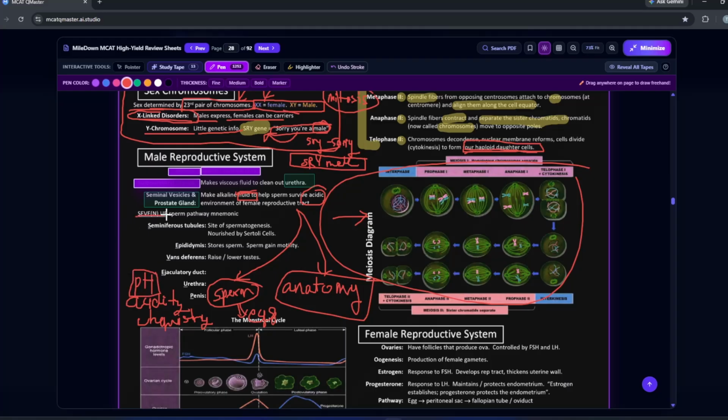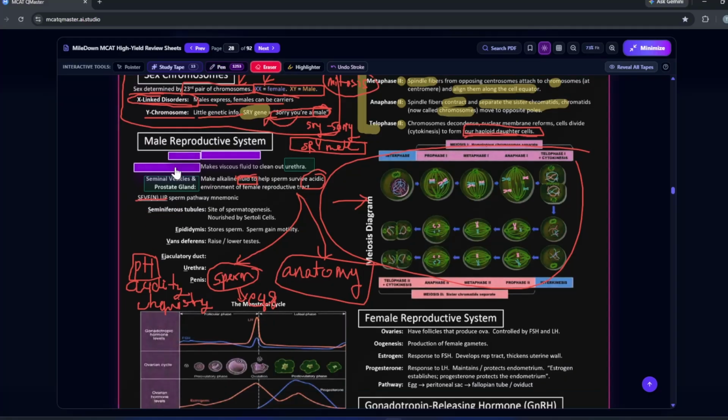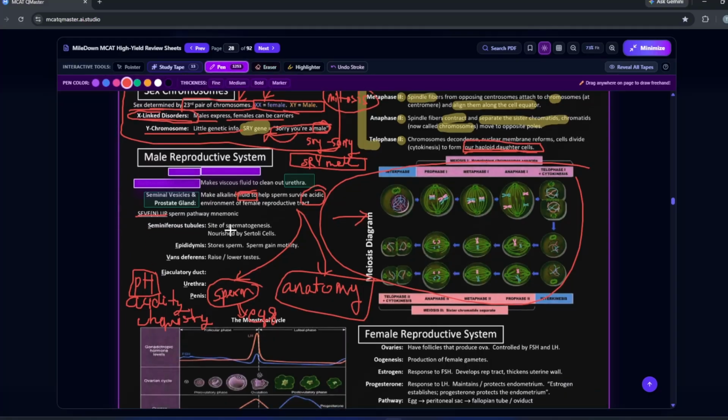Okay, 7-Up is just a way that people use to memorize the sperm pathway. So S stands for seminiferous tubules. Looks like a typo to me. I think it's seminiferous tubules, the site of spermatogenesis. Spermatogenesis is basically the creation of sperm cells. That's where it happens, nourished by Sertoli cells, so you should know that.